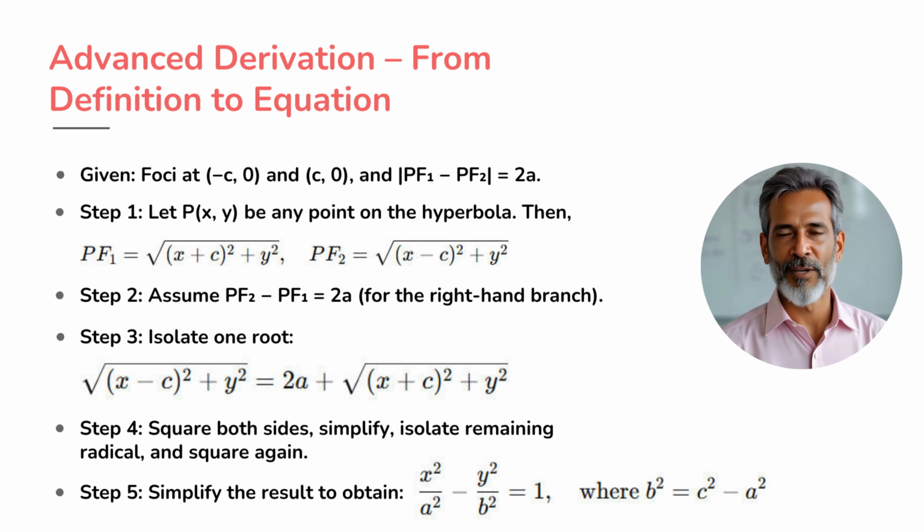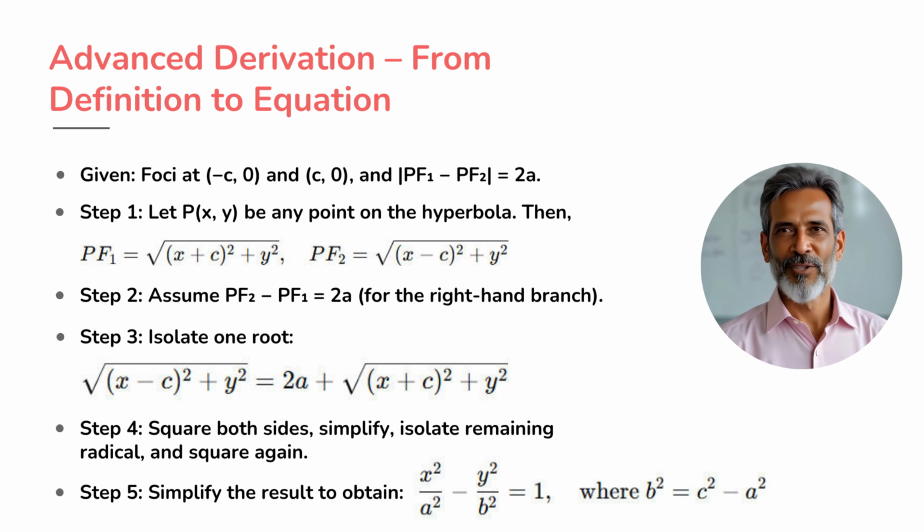Now, from the definition, mod of (PF1 minus PF2) equals 2a. Assume PF2 minus PF1 equals 2a for the right branch. So, square root of (x minus c) squared plus y squared equals 2a plus square root of (x plus c) squared plus y squared. We square both sides, simplify, then square again to eliminate all radicals.